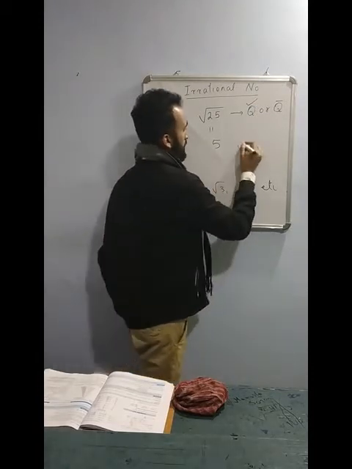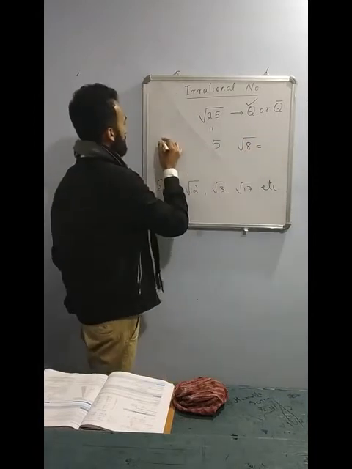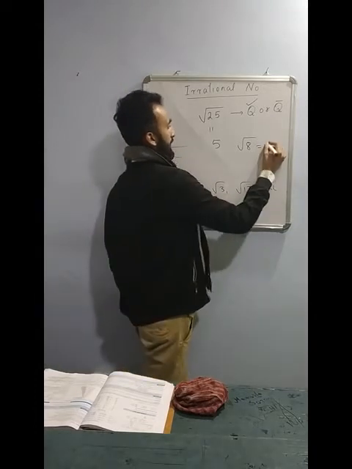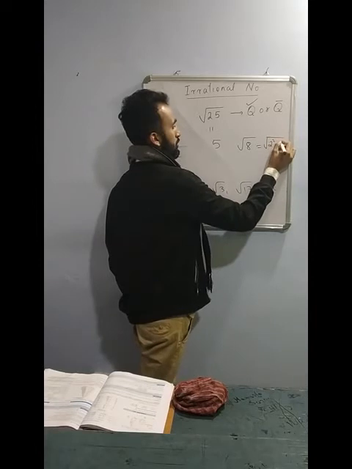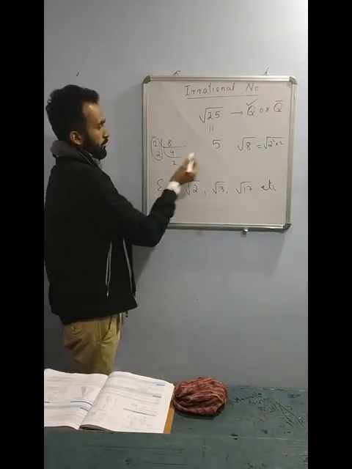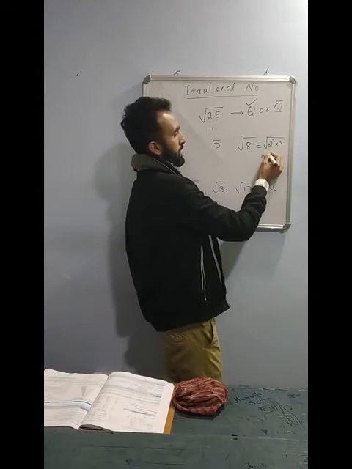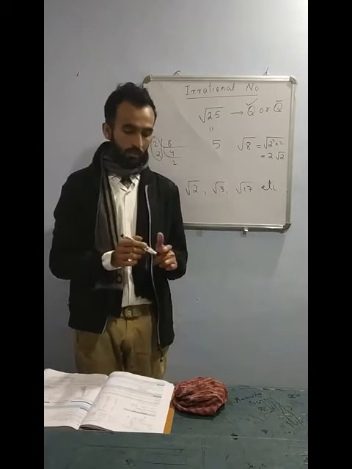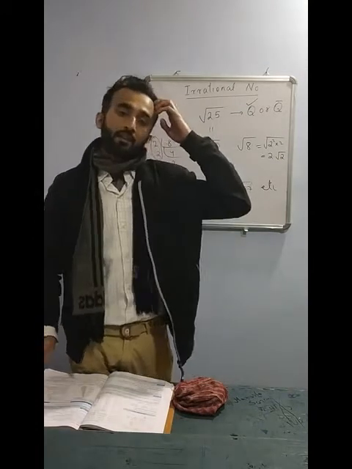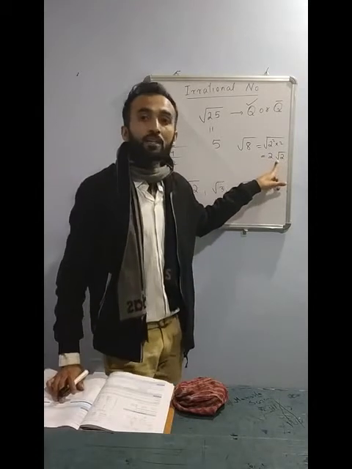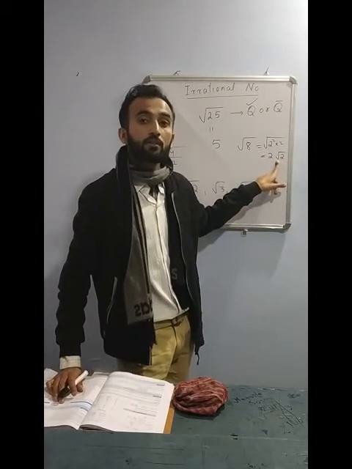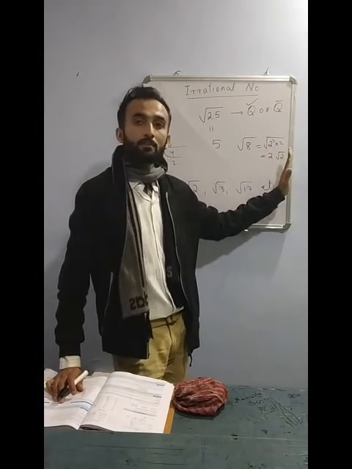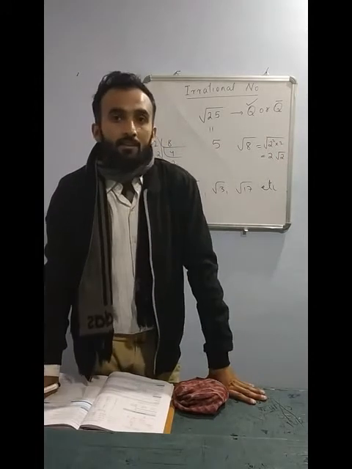Now if I say, what is root 8? If I find the factors, 8 is 2, 4, 2, 2. Then I can write root 8 as root of 2 square into 2. 2 square has a pair, so 2 will come out, but 2 will remain inside. Now this is 2 root 2, where 2 and root 2 are multiplied. Means rational and irrational are multiplied. It doesn't become rational. Whenever you have this type of multiplication of a rational and an irrational, it is still an irrational number.